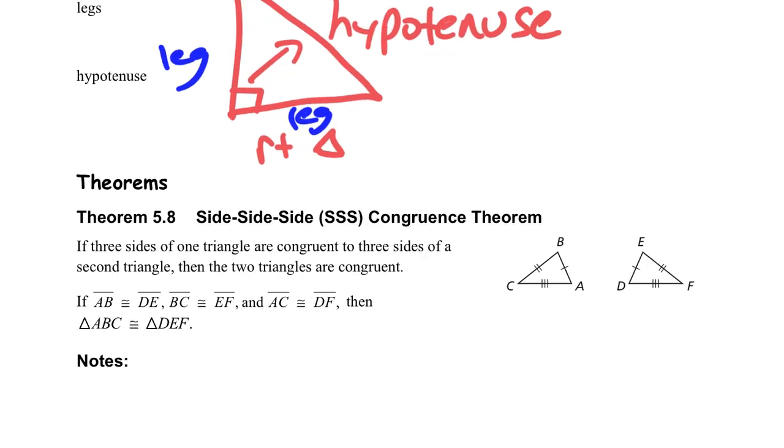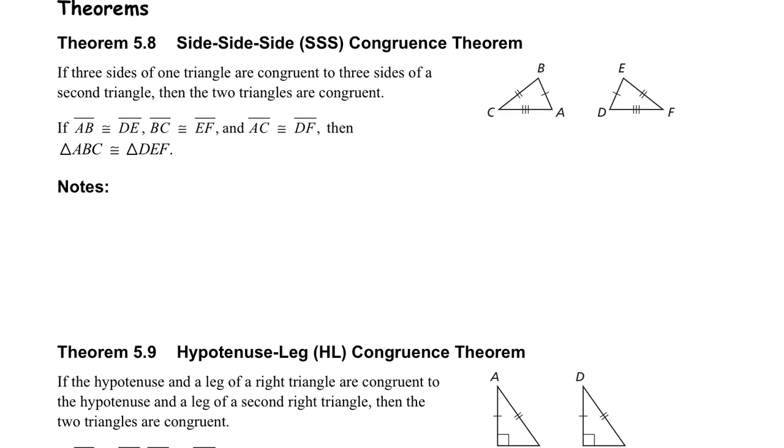So let's look at this first theorem called the side-side-side theorem, SSS. This just says if three sides of one triangle are congruent to three sides of the other triangle, then the two triangles are congruent. Easy.